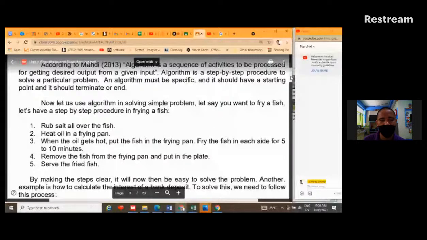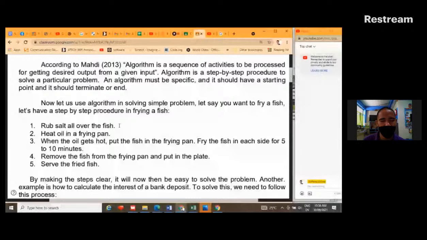So the first procedure there is rub salt all over the fish. Let's assume that the fish is already clean. When you have the fish, you have to remove the scales. You have to cut some of the, it's not wings, no, what do you call that?